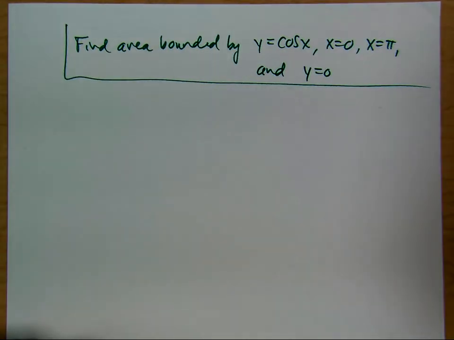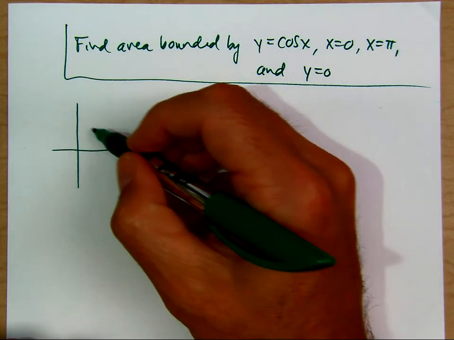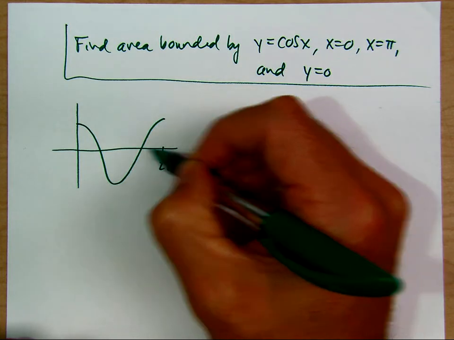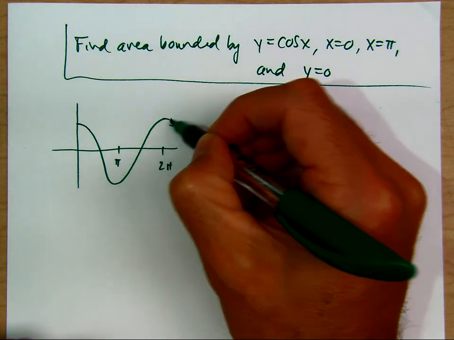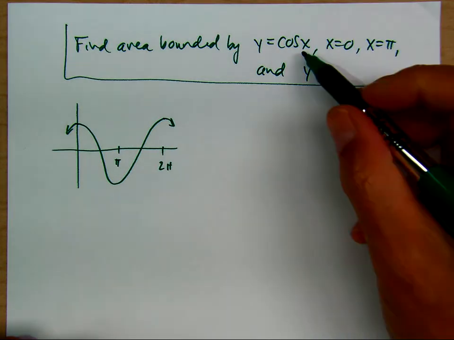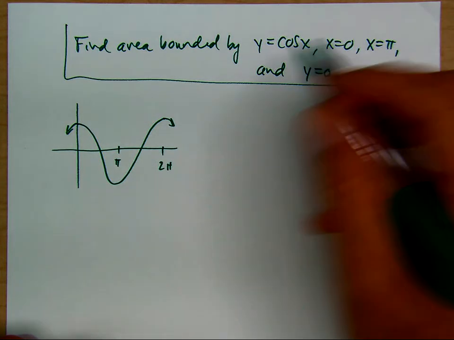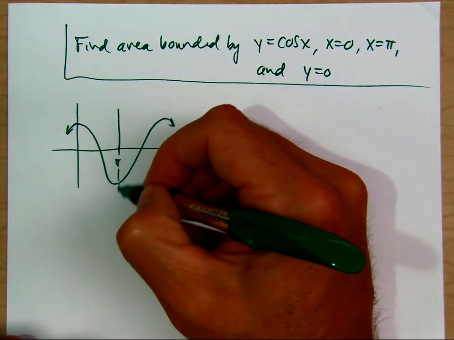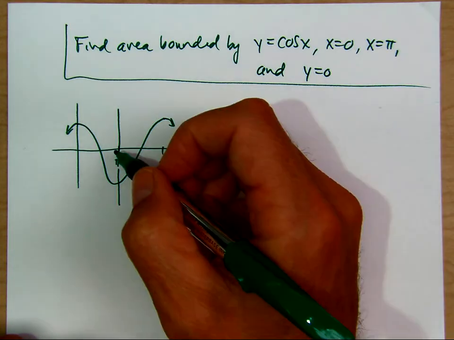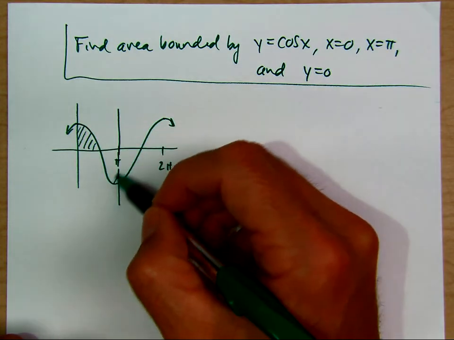Alright, pause the video and try this one. We have cosine, x equals 0, x equals pi, and y equals 0. So we're going to find the area of that region.